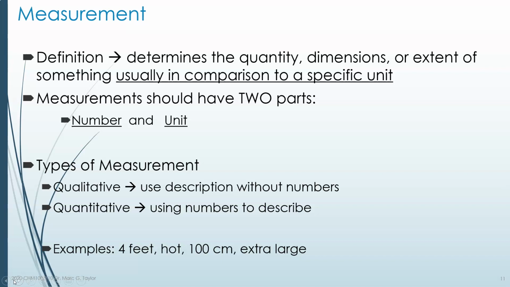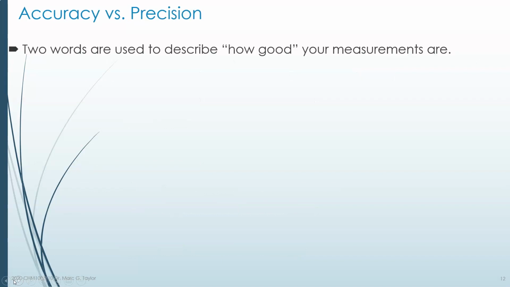If you say hot, I don't know what hot means. Are we talking about hot tea versus cold tea? Or are we talking about hot molten steel? So it really can depend on what the context is. So quantitative is always going to be better. It's reproducible.